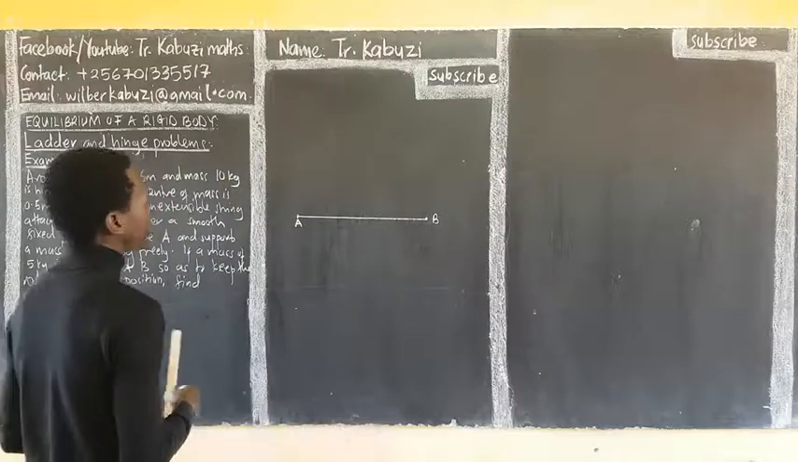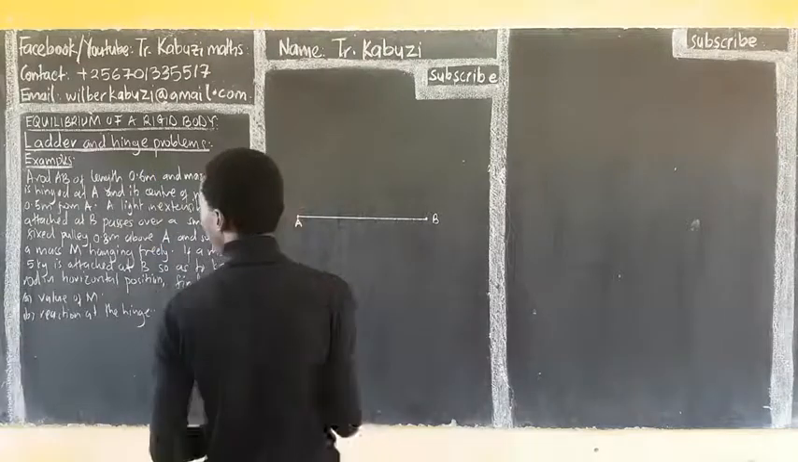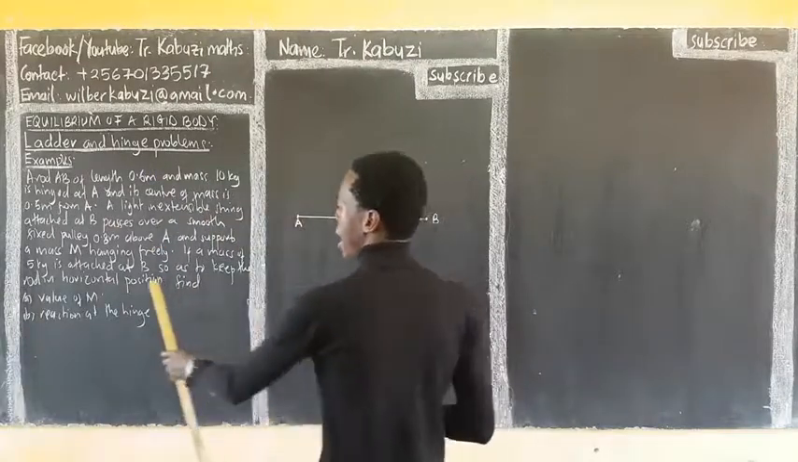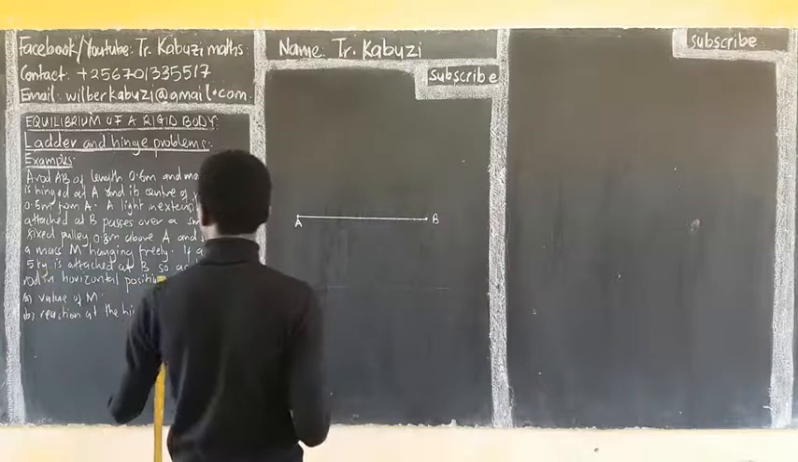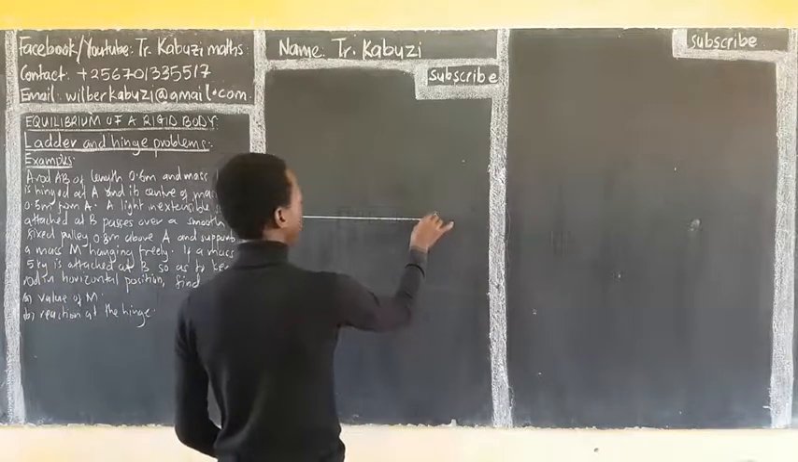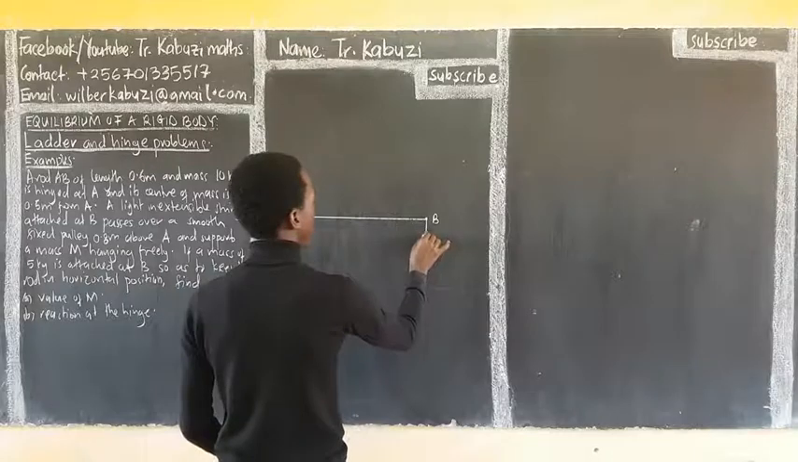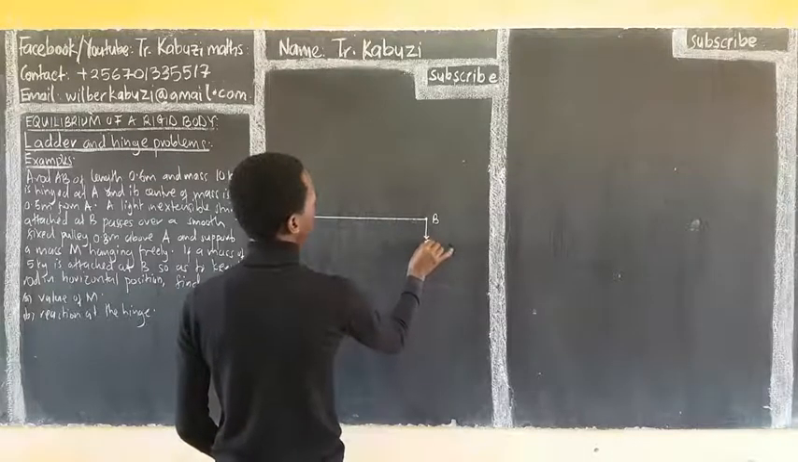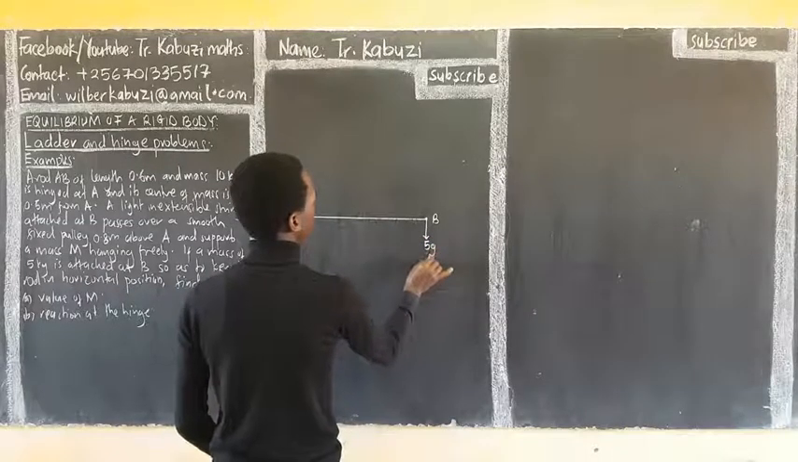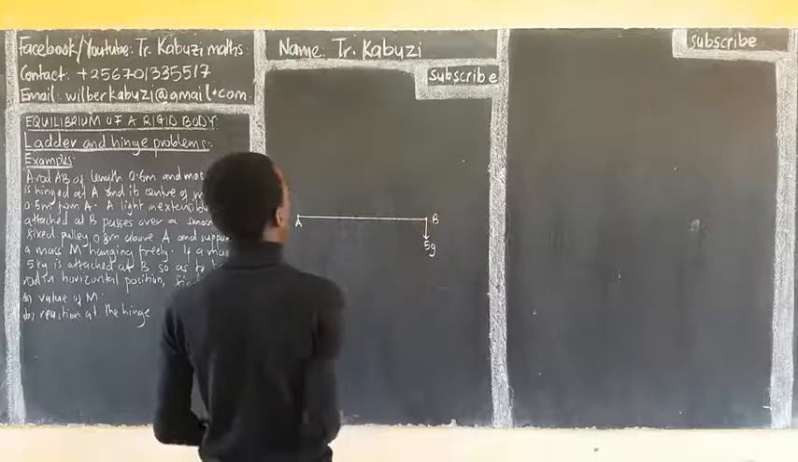Now they are telling me that at B they are attaching a 5 kilogram mass so as to keep it. So I have a 5 kilogram mass at B. So there I'm going to have 5g, the mass times the gravity.